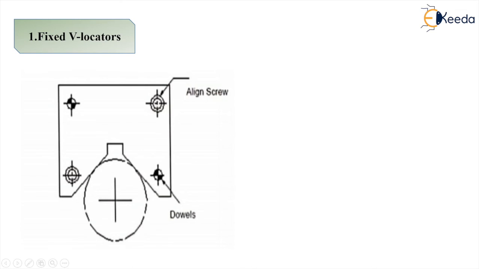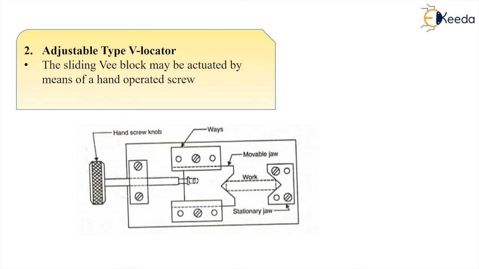Here we have the fixed V locator. See here, this is our V locator, and the cylindrical workpiece is located here. These are the dowel pins, and this is the aligning screw for this V locator. And see here, in the adjustable V type locator, one jaw is stationary and the other is moving. This is the movable jaw. The sliding V block may be actuated by means of this hand screw knob, and we can get the locating of this workpiece here.